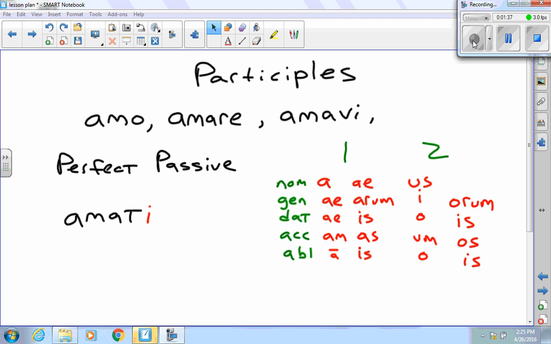Now don't forget that you also have that second declension neuter rule. And that says that the nominative and the accusative have to be the same and the neuter plurals end in A. So if I wanted to make amatus nominative, neuter, and plural, I would have amata. And that is perfect passive participle. If I wanted it to be nominative and singular, I would add amatum, etc.